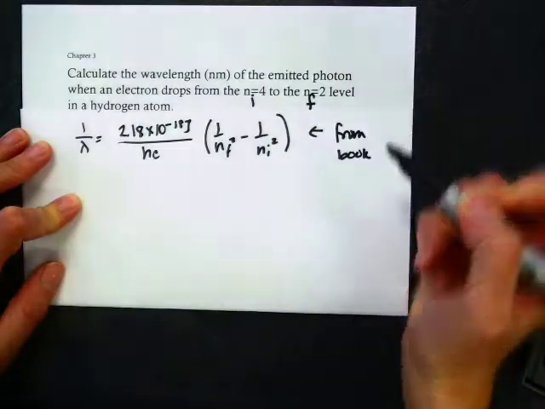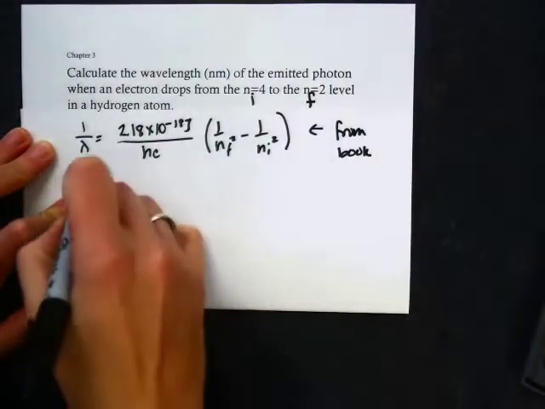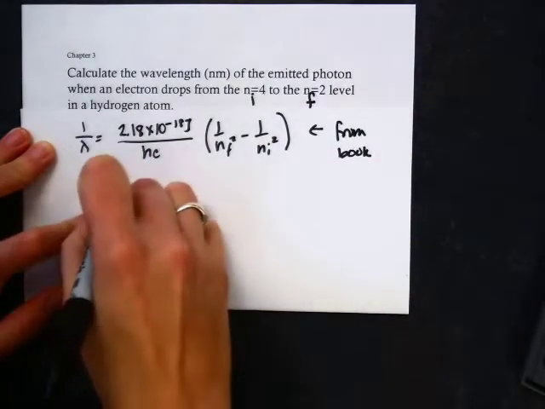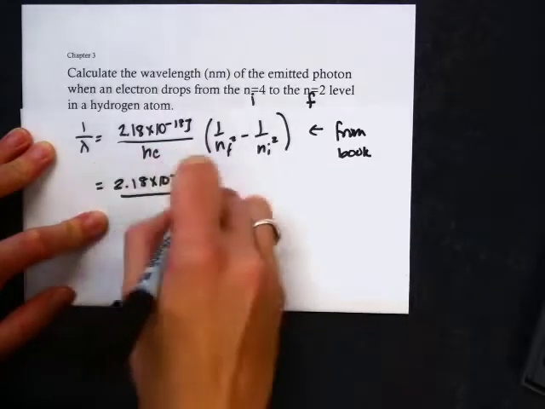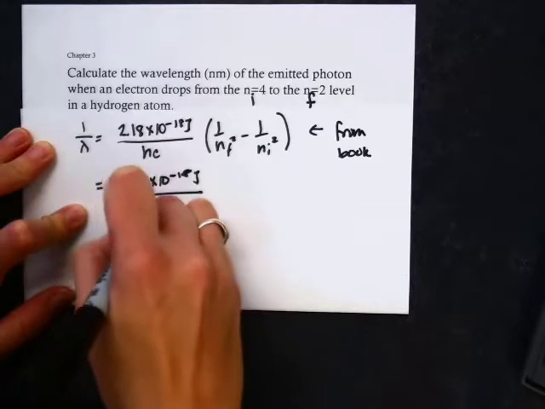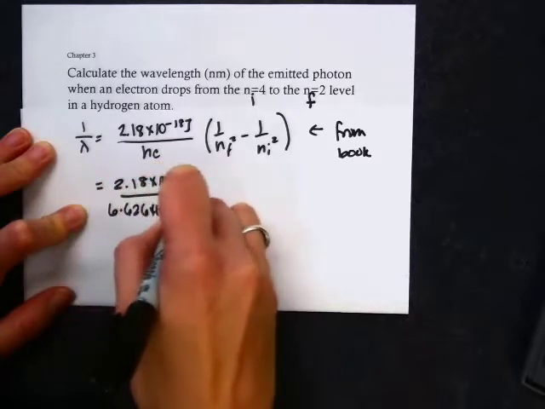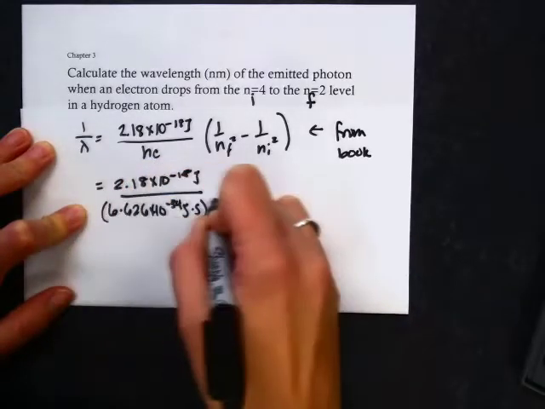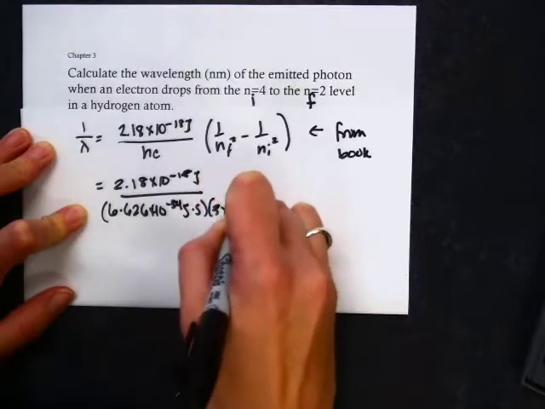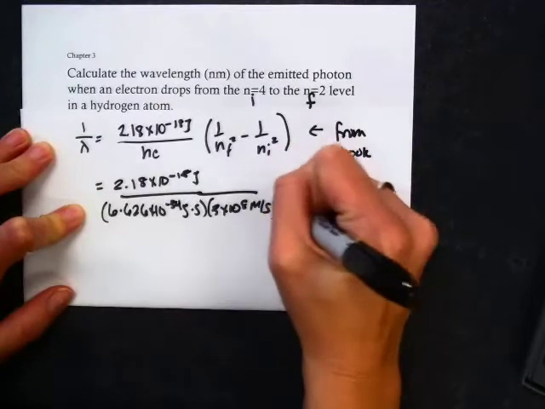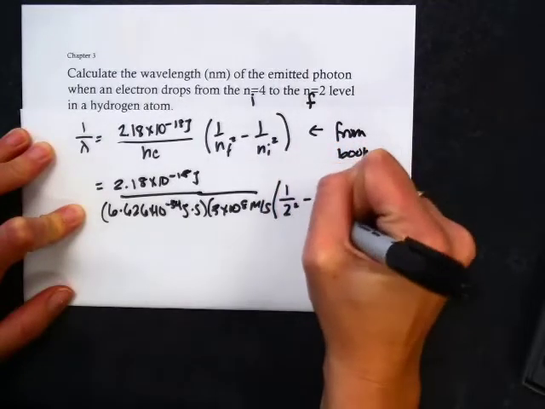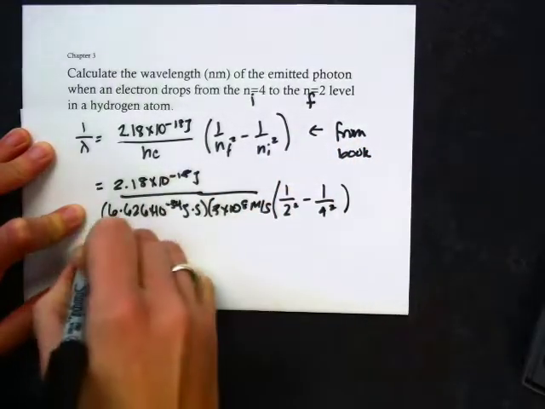So it's 1 over the wavelength that I'll get at the end, so I'll have to do a little adjustment. Then there's a constant, h and c on the bottom, and then my initial n is the 4, and my final is the 2. So plugging in my constants, the 2.18 times 10 to the minus 18th, that's a constant, Planck's constant, and speed of light, also constants. 1 over 2 squared minus 1 over 4 squared.